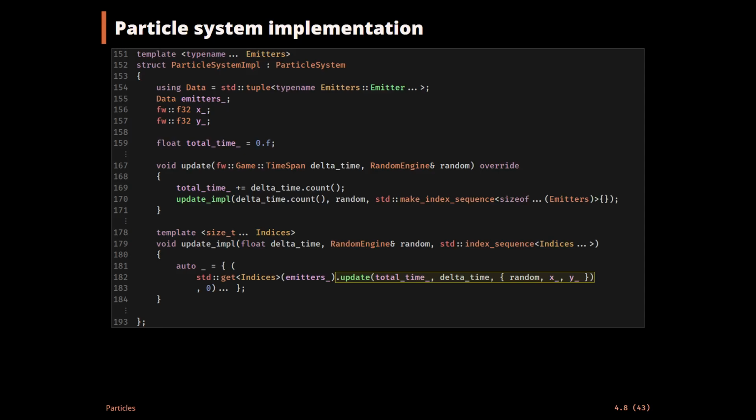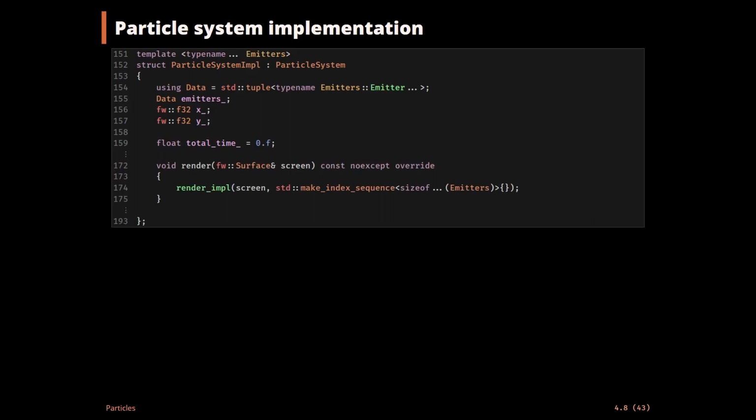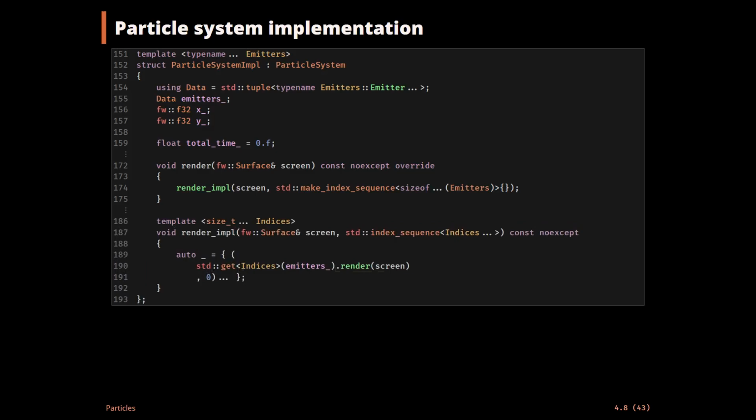It looks like a lot of code. It is a lot of code for doing something so simple, but it doesn't get very easy when you're working with tuples and variadic type parameters and that sort of stuff. So then there's the render function, which again we'll just call render impl, and render impl again just calls render on every emitter. So this is, yeah.